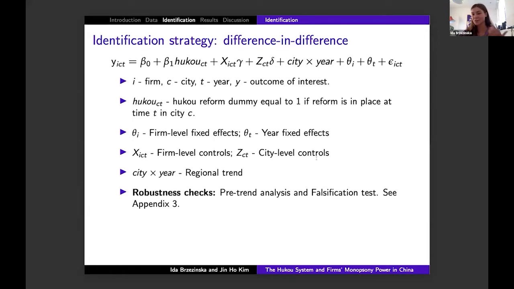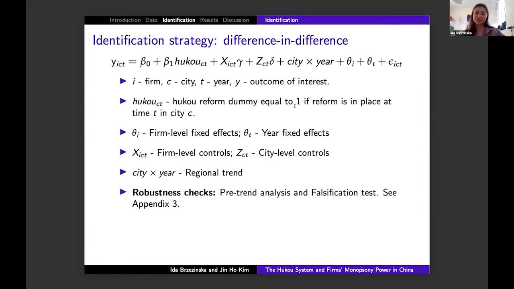And I guess a big problem in this case is that the reform could be non-random. So cities that are more economically developed might have an incentive, or other political reasons, to adopt the reform and attract more labor. So we try to control for that using city level controls.